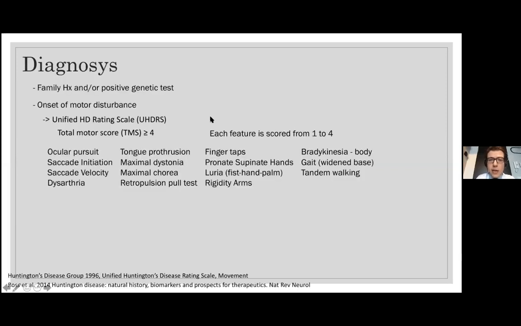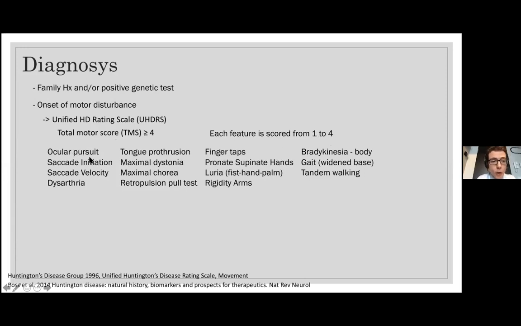So how do we actually diagnose HD? So we need a family history or a positive genetic test, and then we need onset of motor disturbance. And the way it's defined is through the unified HD rating scale. So you need a total motor score of 4 or more. And this is something that you calculate looking at all these features, which are all scored from 1 to 4, 1 being very little change, and 4 very, very strong change that leads us to think of HD.